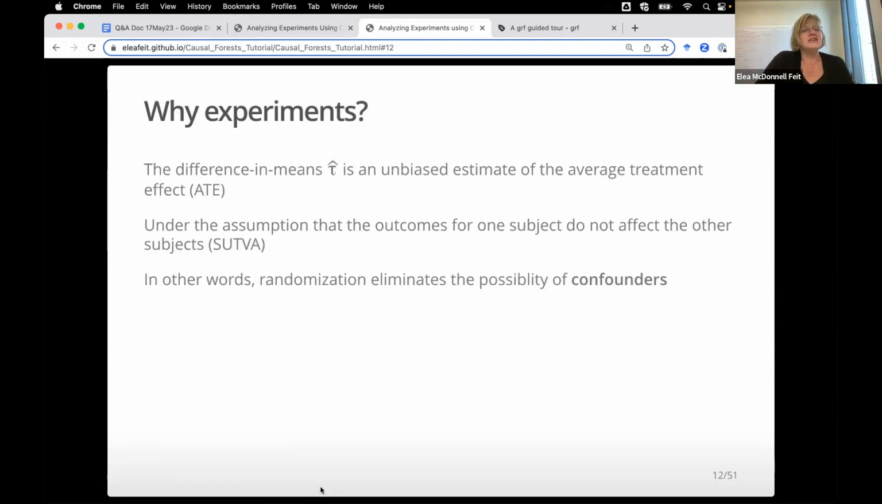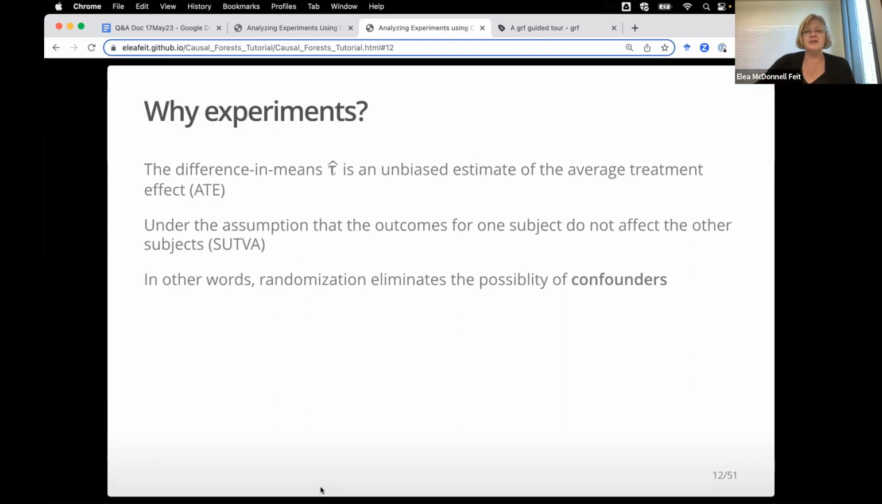Why are we doing this with an experiment? Why do we do the randomization of assigning the chicks randomly to one group or the other? The reason we do that is the difference in means is an unbiased estimate of the average treatment effect. So you have to sort of think about what unbiased means. Unbiased means that if we did this experiment hypothetically over and over and over again, the average of all the tau hats we get should be the true average treatment effect. Hopefully that makes sense.